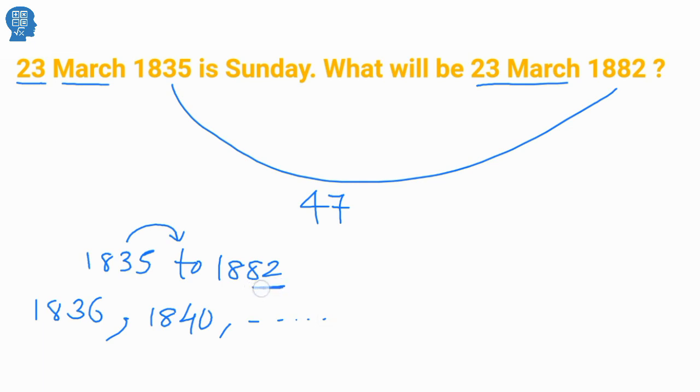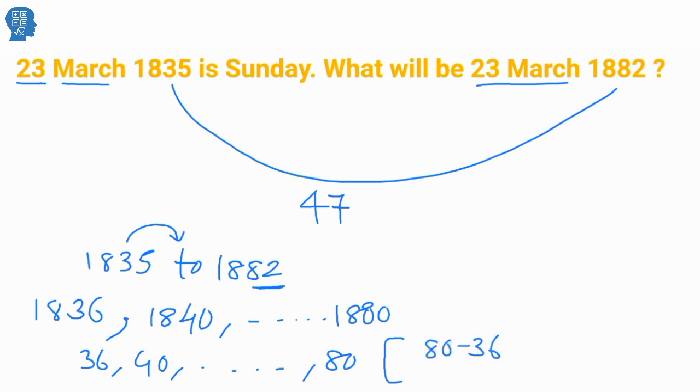1882 is not a leap year, so we have to check the earlier years. 1880 is a leap year. So from 36, 40, and so on to 80, we need to count how many leap years we have. It is in the form of an AP. To find the number of terms, subtract the first number from the last number. 80 minus 36, and we get 44.